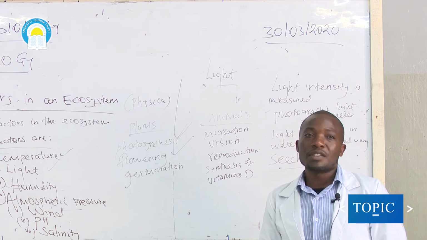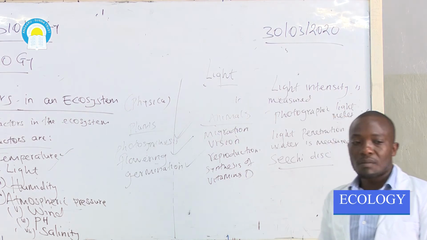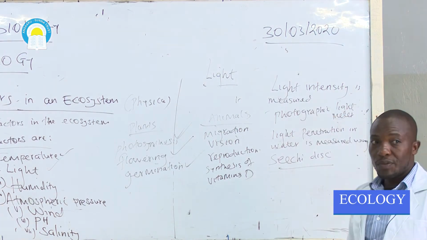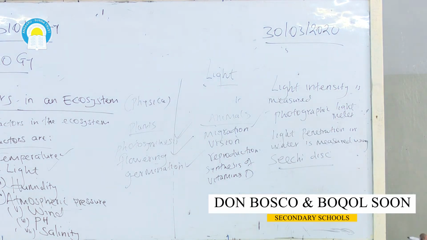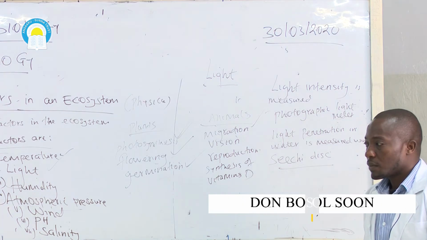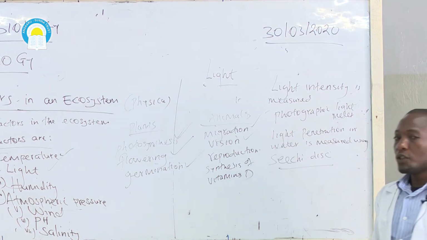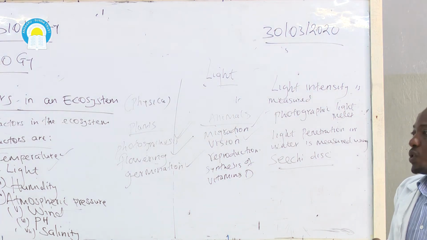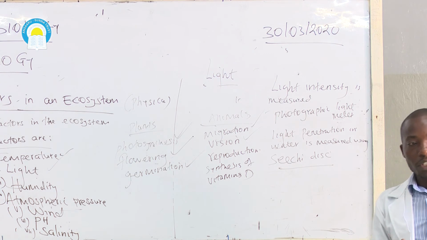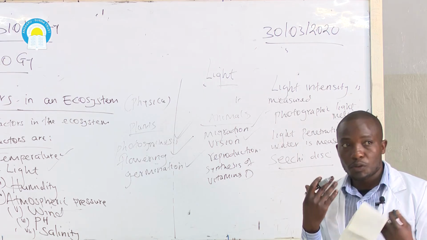Remember, the flower is the main reproductive organ in a plant. Some seeds can germinate, or some seedlings can germinate fully, in the presence of light. Then animals, light affects migration. Some animals can migrate towards or away from light, what we call phototaxis. Vision is also affected, depending on the type of animal. The nocturnal ones normally have high visual acuity during the night, and others during the day. Without light, they cannot be able to see.